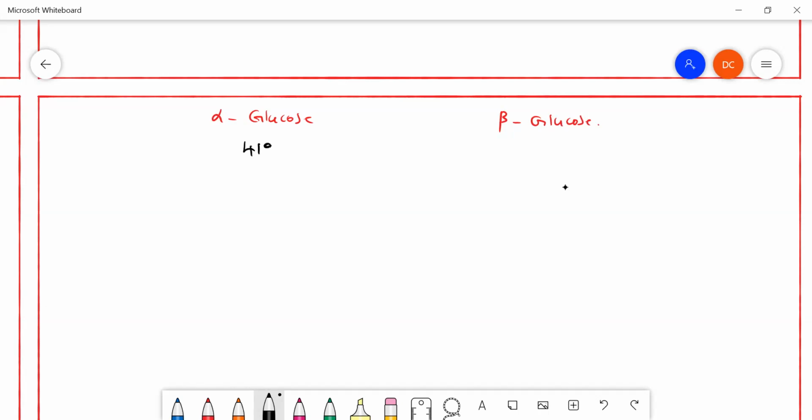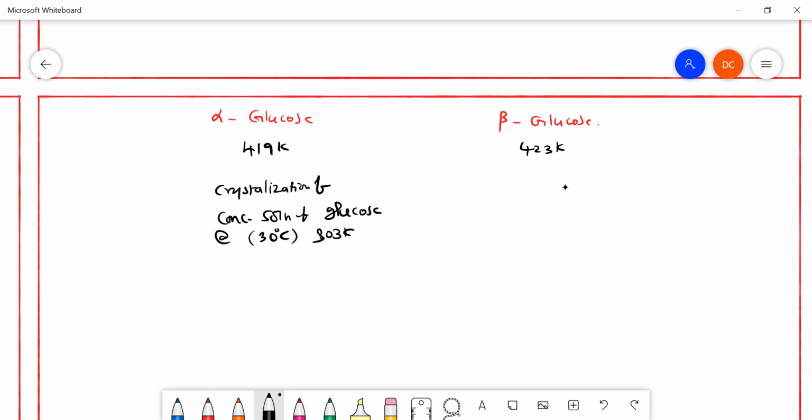What is the melting point of this one? This is 419 Kelvin, and here it is 423 Kelvin, which is somewhat more stable. Normally, the crystallization of a concentrated solution of glucose takes place at around 30 degrees Celsius, around 303 Kelvin, which means almost at room temperature.